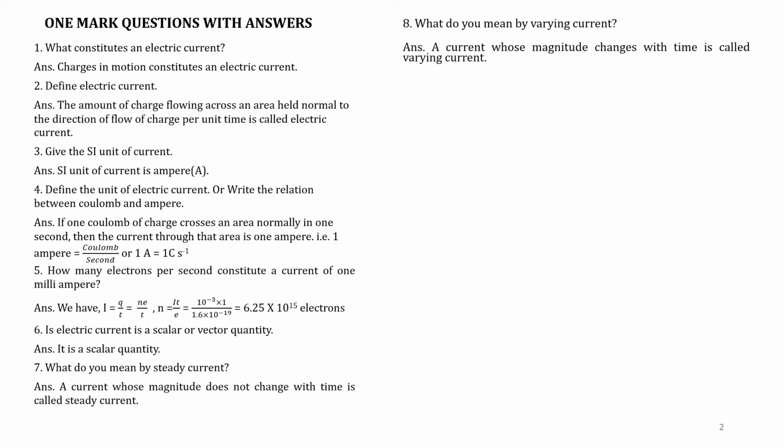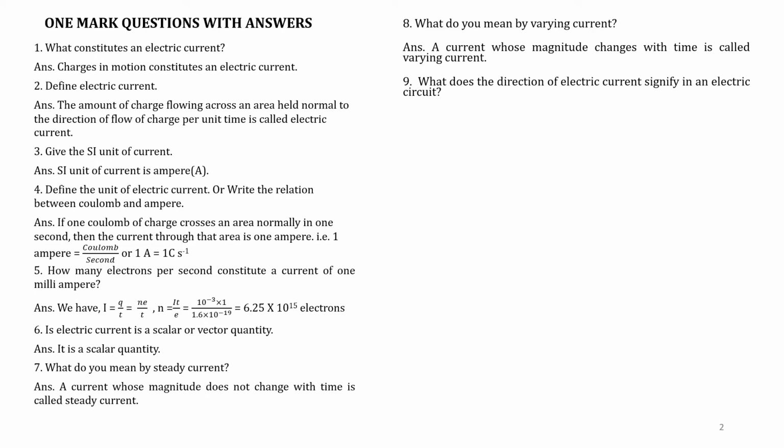Question number 8. What do you mean by varying current? Answer. A current whose magnitude changes with time is called varying current. That means if the amplitude of the current changes with time, like a sinusoidal sine wave or a sawtooth wave or a rectangular wave, it is a varying current. That is, the magnitude varies with time.